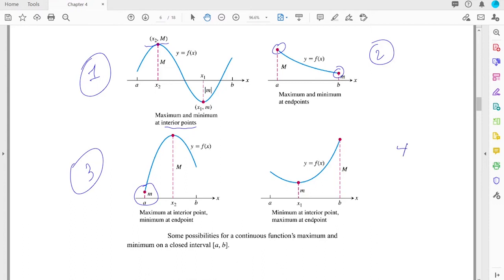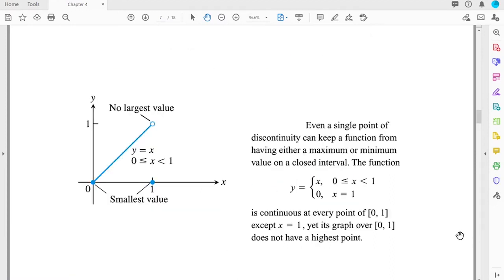Okay, and the fourth one: the absolute minimum is at interior points, and the absolute maximum is at the right endpoint. So we might have different kinds of situations. If your function is continuous and defined on a closed interval, we should always be able to find the absolute minimum and absolute maximum value of the function, but we might have different situations like this.